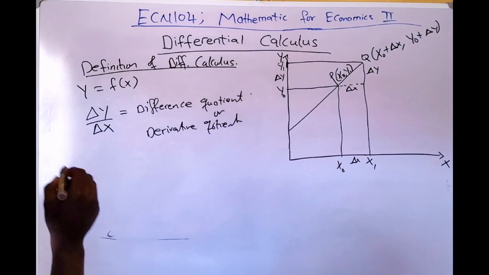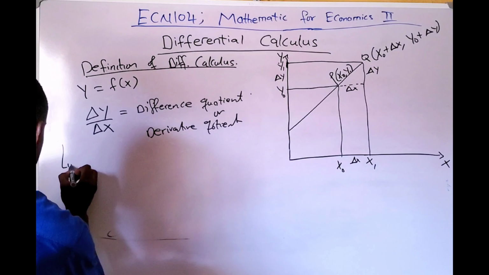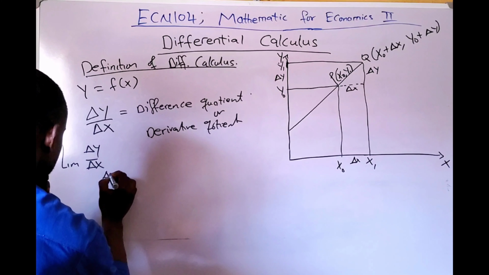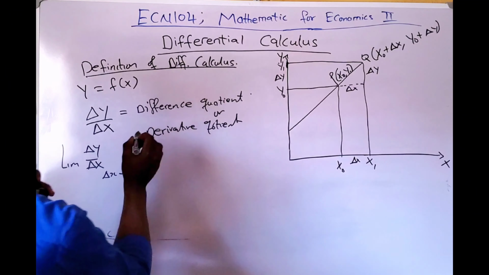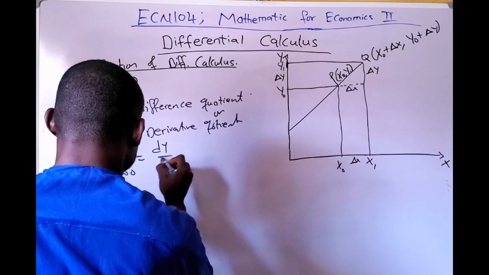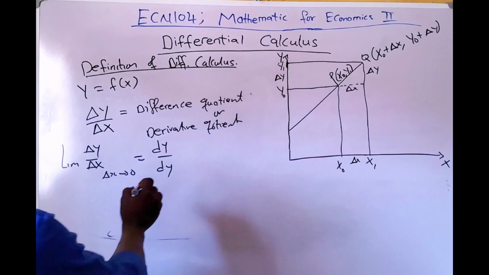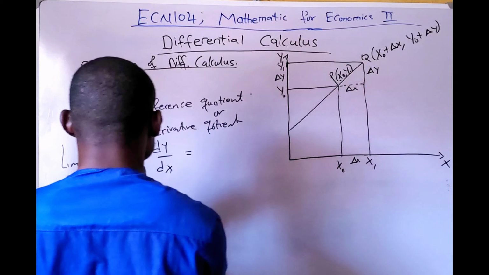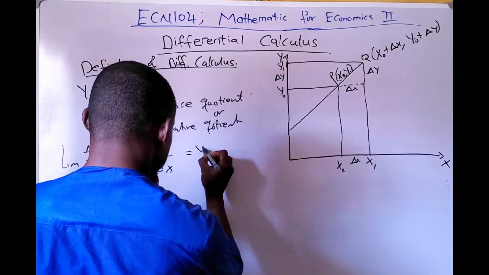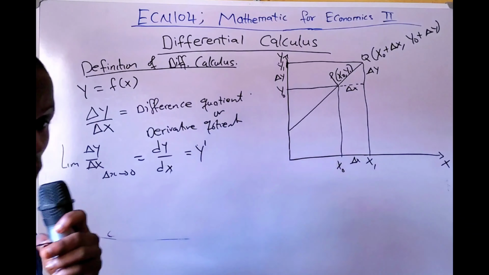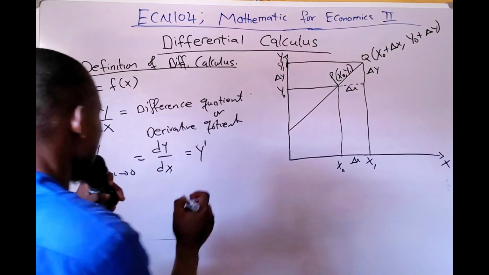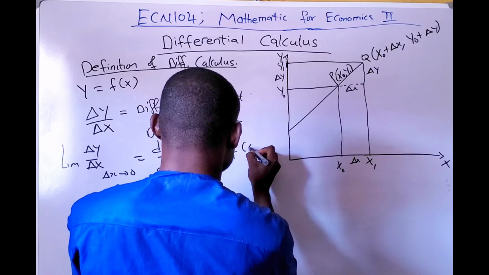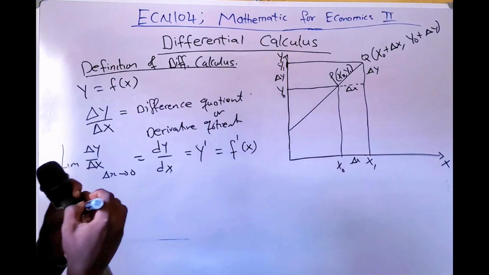Now, the derivative of this function will be the limit of change in y over change in x as change in x tends to 0, which will be dy/dx. This is the derivative. Now, this derivative is still the same thing as writing y prime. It's the same notation. And this is also the same thing as f prime of x.